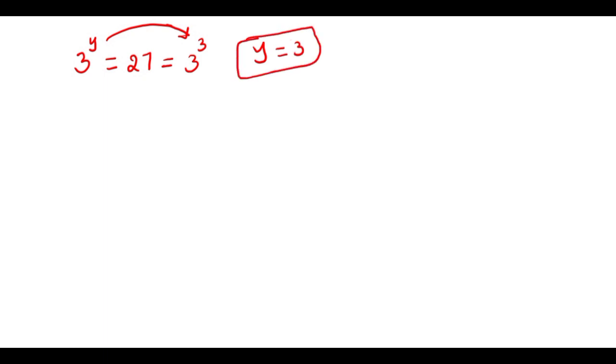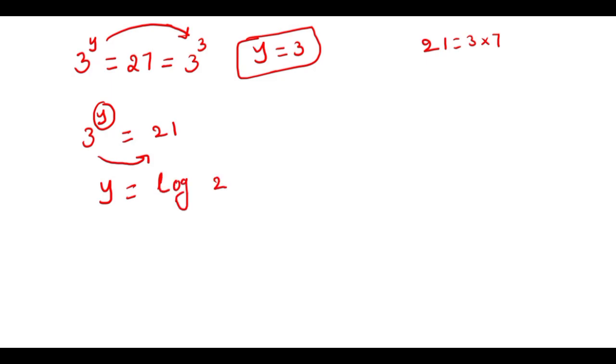Now the same 3 to the power of y is equal to 21. If you write 21 in prime factorization, 21 is 3 into 7, not only like 3 power 2 or 3 power 3. Then to find the value of y, we take y equal to log 21 base 3. Observe clearly here, this 3 is the base actually, and here also we are calling this 3 the base.